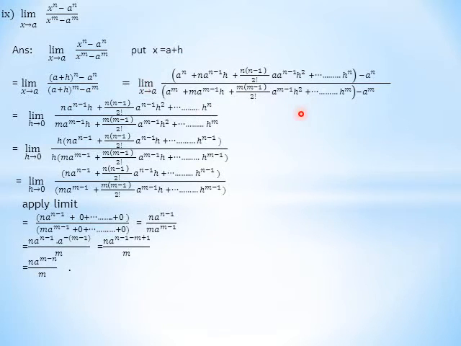And this is the binomial theorem that you have learned in first year: a raised to the power n plus nC1 a raised to the power n minus 1 b plus n(n minus 1) upon 2 factorial, and so on. So applying the binomial theorem in this and in the denominator as well, you can cancel a raised to the power n minus a raised to the power n, and a raised to the power m with a raised to the power m. So this is the thing that remains.